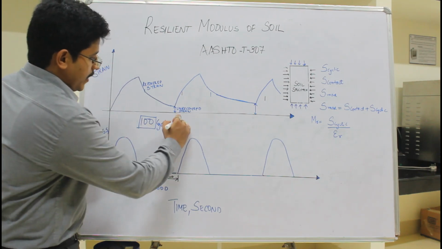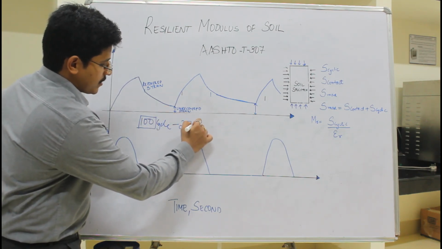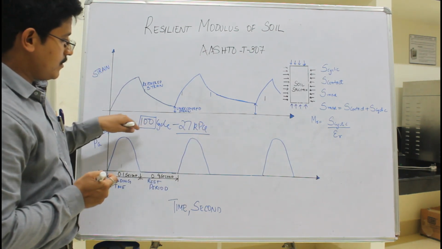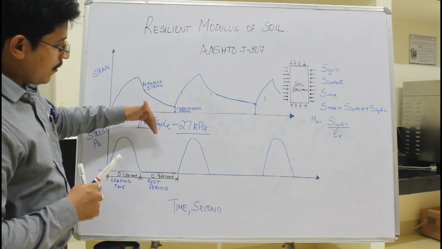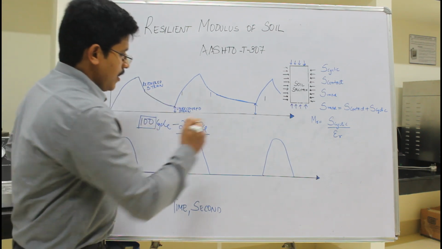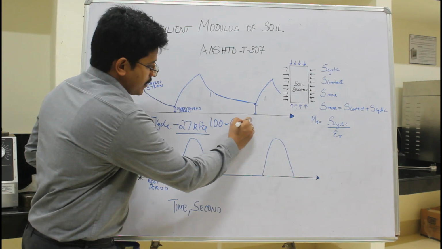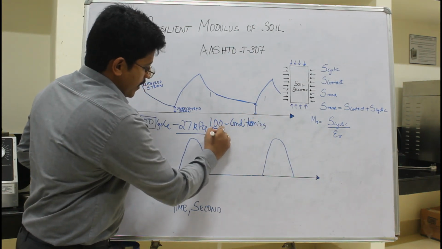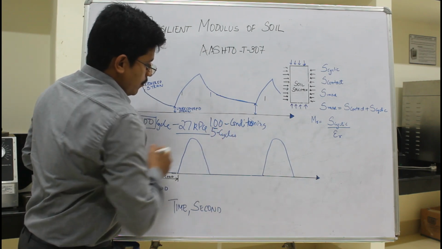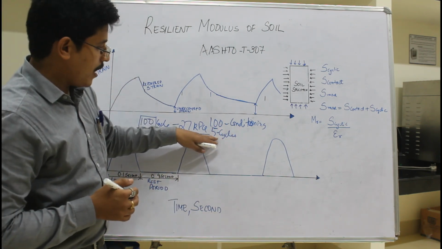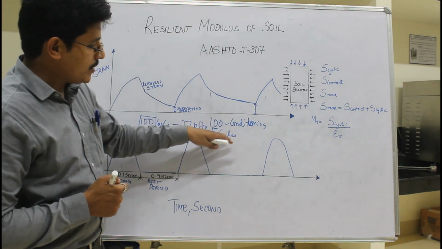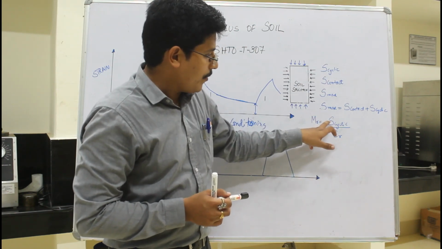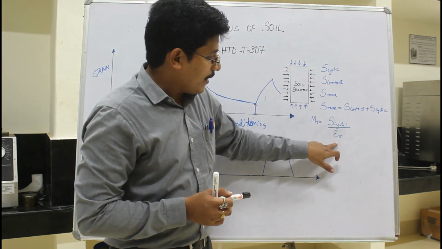Let's say we take 27 kilopascal. For this particular stress, we apply 100 cycles, which are conditioning cycles, and then we apply again 5 cycles. There you measure data of recovered strain and unrecovered strain. Then you use this data to calculate the MR, by using S cyclic divided by recovered strain.